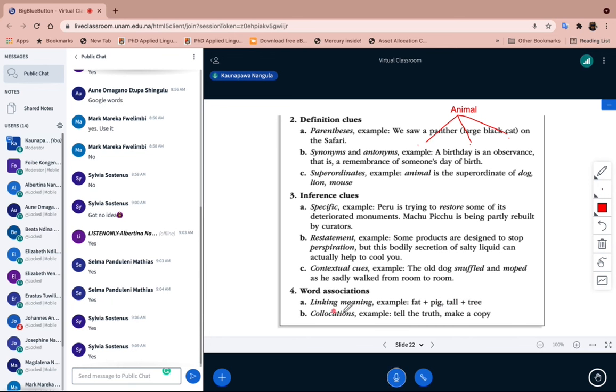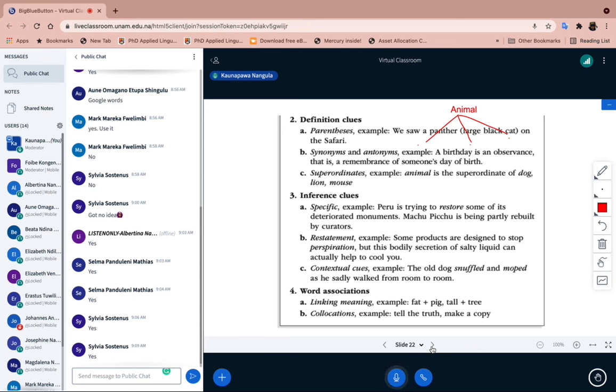And then we have collocation: tell the truth, make a copy. So these are words that come together. We hardly say tell a lie or something. Do you understand? These are just words that always come together. If you see the word copy, it's like, oh yeah, what are you going to do? Make a copy or make copies. So this is what collocation is about.